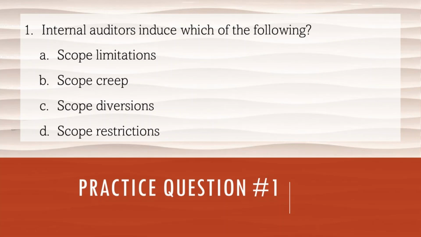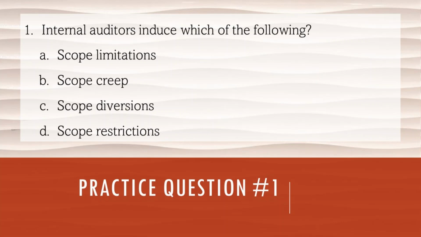Or we don't think that it's important for you to look at this. Can you look at this instead? So that's why that's not the answer as well. Internal auditors do not induce scope diversions. Scope restrictions, same explanations as scope diversions.